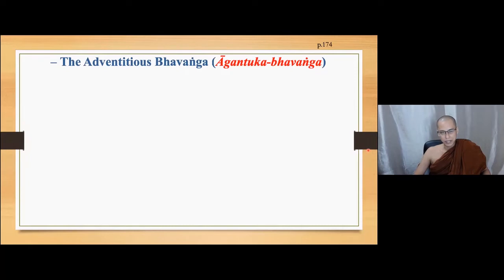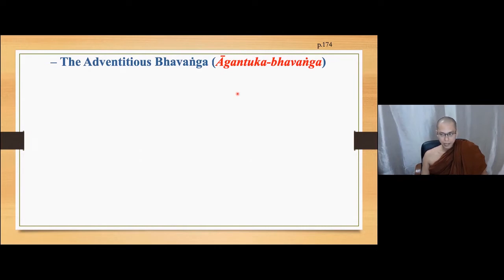It is called the advantageous bhavanga. The advantageous bhavanga comes accidentally, according to the condition, not regularly. In Pali, it is called the agantuka bhavanga. The Pali word agantuka can be translated as the visitor. A visitor just accidentally arises. Agantuka is not the one who is always there, but just comes to visit.